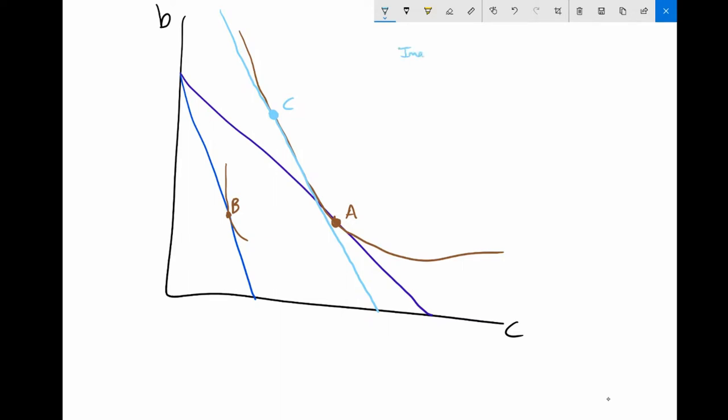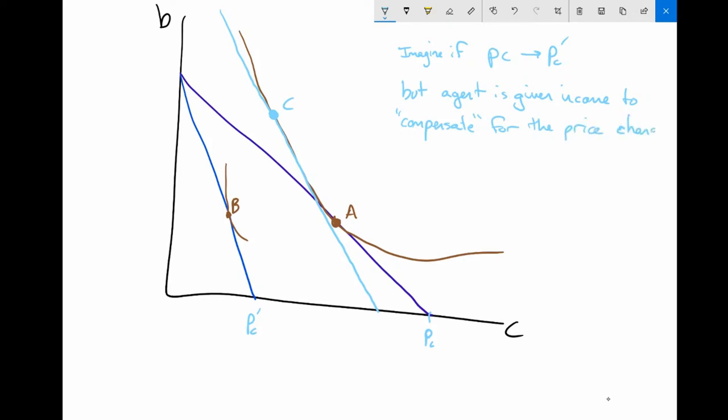was that, you know, imagine if price went up from PC up to PC prime. Okay, so price goes up from PC to PC prime, but the agent is given income to compensate for the price change. And by compensate, that means that they have enough income to achieve the same utility.